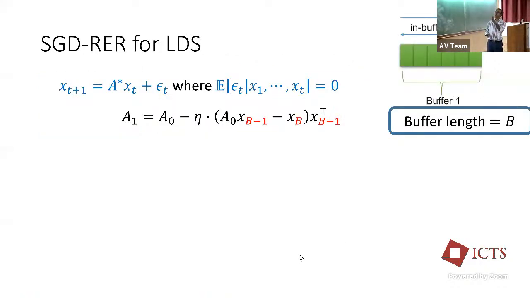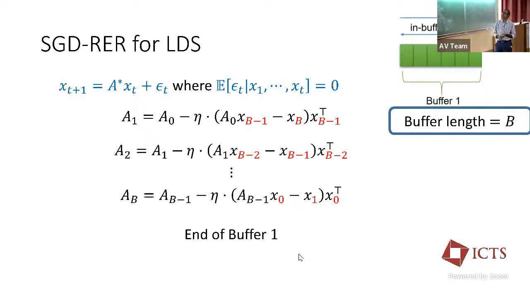So let's look at how, for this linear dynamical system, we can apply this SGD RER, or reverse experience replay. So this is our buffer. Buffer length is B. First, let's say we process the first point, which is the last point in the buffer. So we have some initialization point A0. A1 is given by A0 minus eta times the gradient at A0, but for this point X, right? So this is the term that you get. And then similarly, you do it for A2 and so on, up to AB, right?